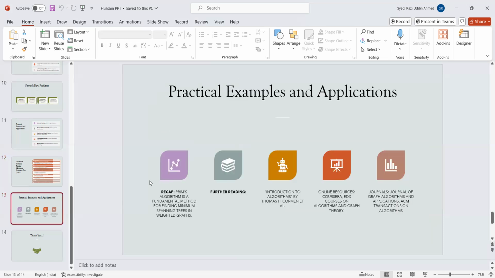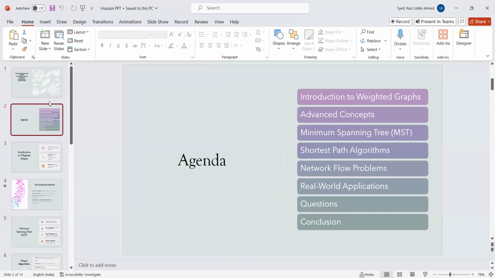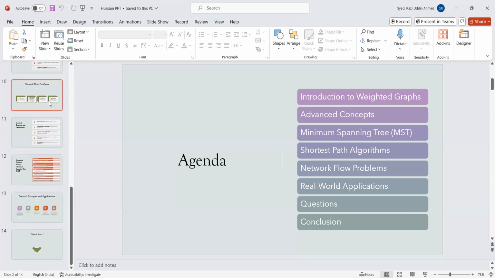So this is all about weighted graphs. In this presentation, we have learned about weighted graphs, introduction and advanced concepts of weight, the minimum spanning tree, what is an MST, and we have learned about the algorithms: the shortest path algorithms, Dijkstra's algorithm, Prim's algorithm, and network flow problems as well. So that's all about weighted graph problems.